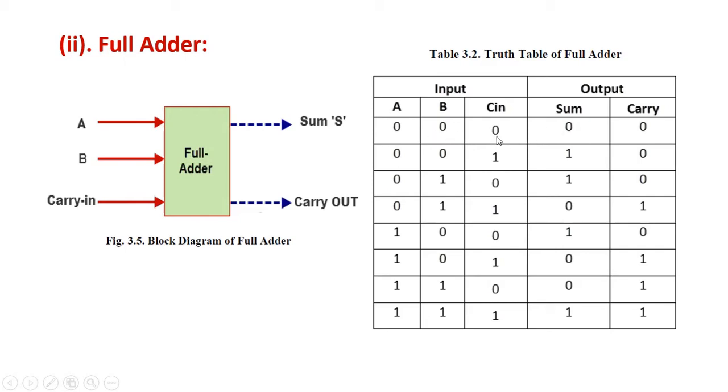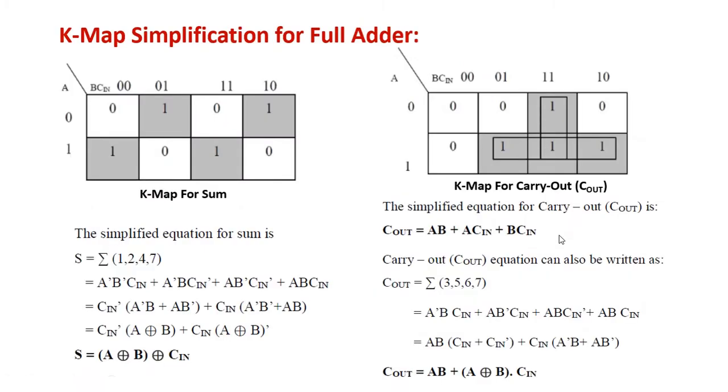A 0, B 0, C in 0, then sum 0, carry 0; A 0, B 0, C in 1, so sum 1, carry 0, and so on. You can fill all the entries in this truth table. Now using K-map simplification, we got this expression for sum: A XOR B XOR C in. For carry we can get it either through this expression AB or A C in or B C in, or using this expression AB or (A XOR B) dot C in.